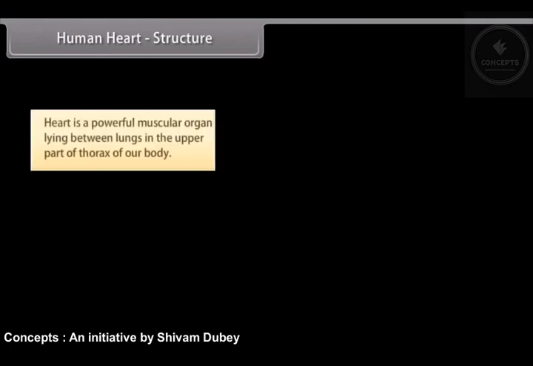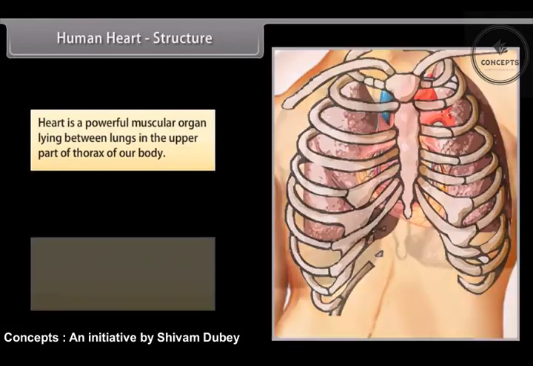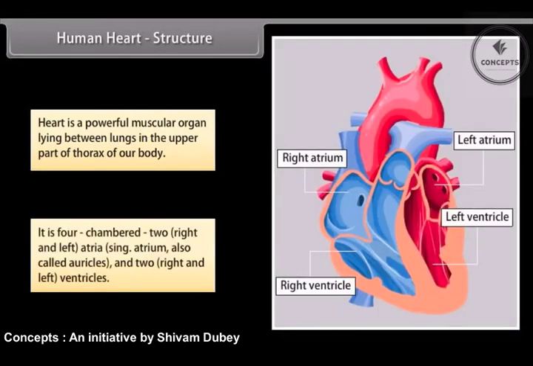Human heart. Structure. The heart is a powerful muscular organ lying between the lungs in the upper part of the thorax of our body. It is four-chambered: two atria, right and left, singular atrium, also called auricles, and two ventricles, right and left.